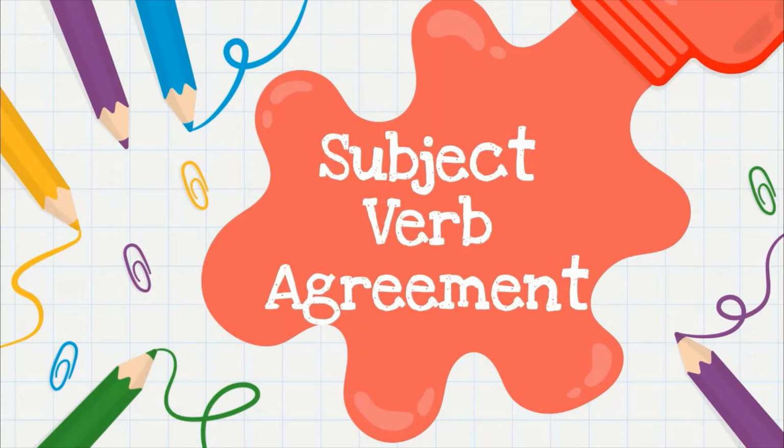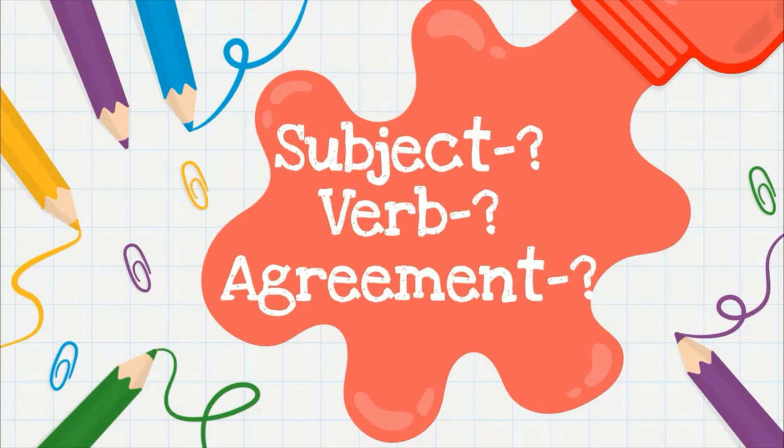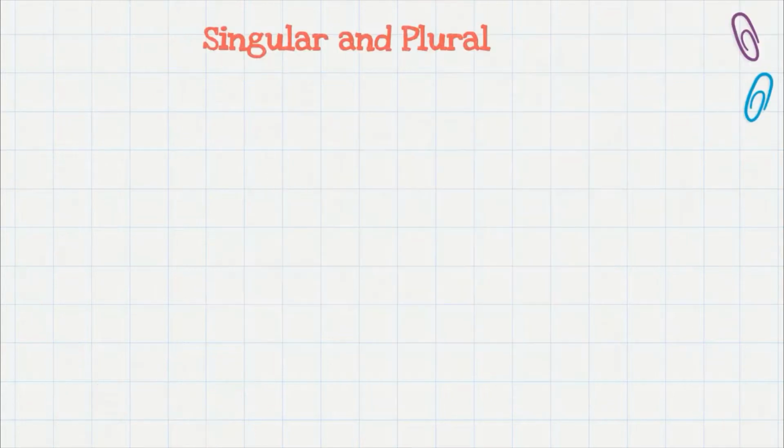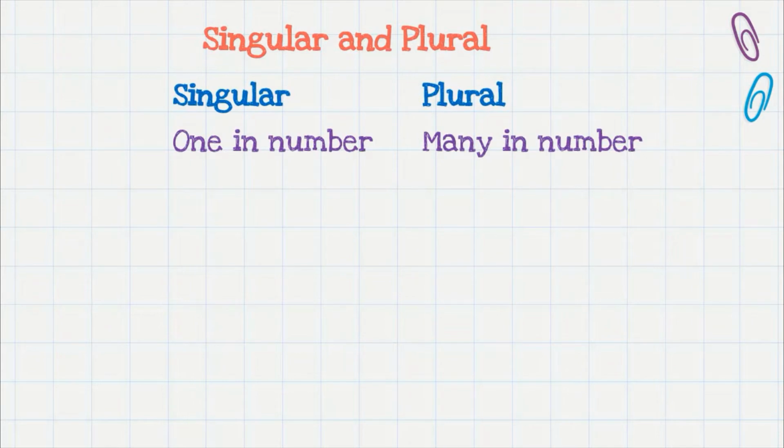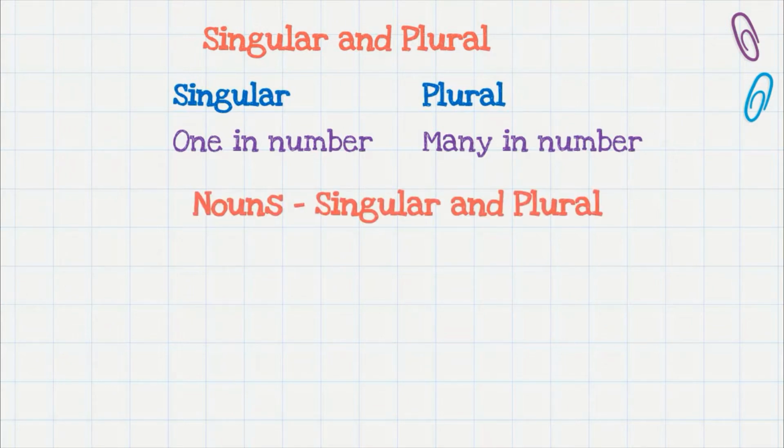So shall we begin? Before we learn about subject-verb agreement, let's split the words subject, verb, and agreement. We look at each of these words individually before we learn the rules. And to do that, we must revise what we know about singular and plural. We have learned that singular refers to things that are one in number, while plural refers to things that are more than one or many in number. I'm sure you remember reading about singular and plural when we studied nouns.